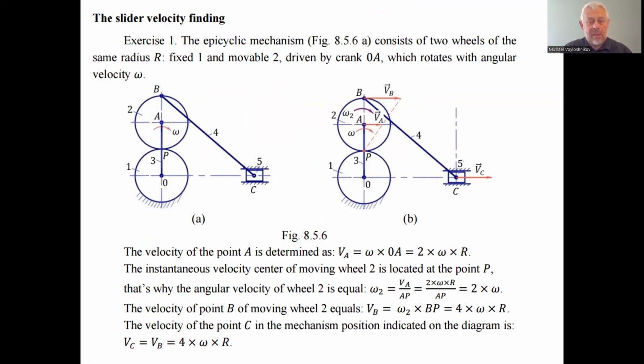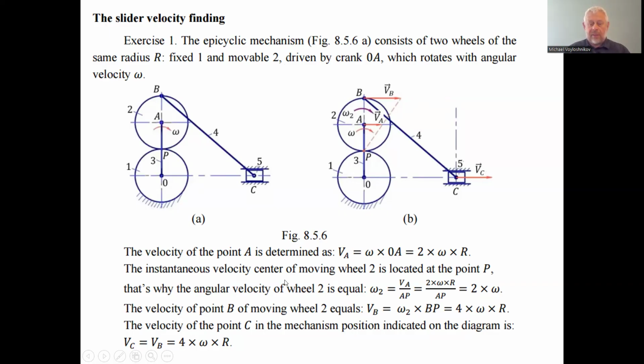Let's consider an exercise. The epicyclic mechanism is shown on the figure, a flat mechanism, figure 856. It consists of 2 wheels of the same radius. We have one fixed wheel, and the second is a moving wheel around the first fixed wheel, moved by the crank. We have the crank and a hinge, and the hinge is connected by the connecting rod with the slider 5. Now, this crank OA rotates around the point O with assigned angular velocity omega. It is required to find the velocity of the slider 5.